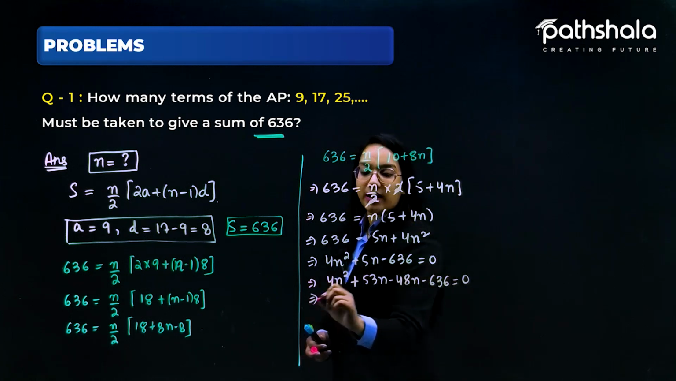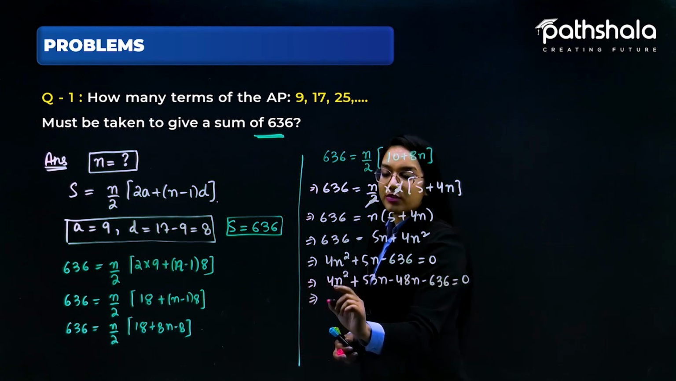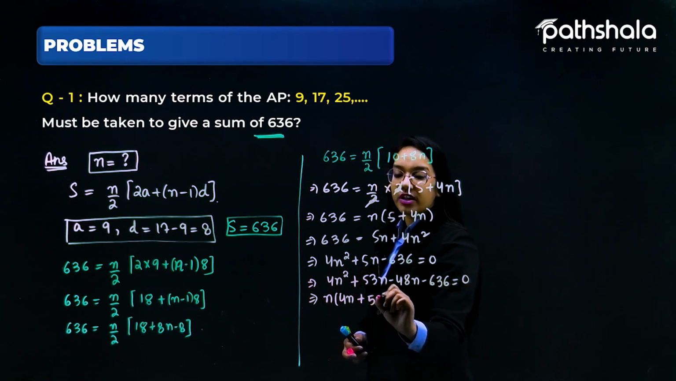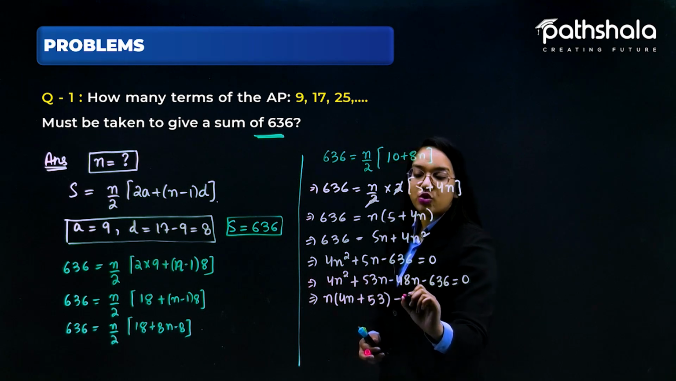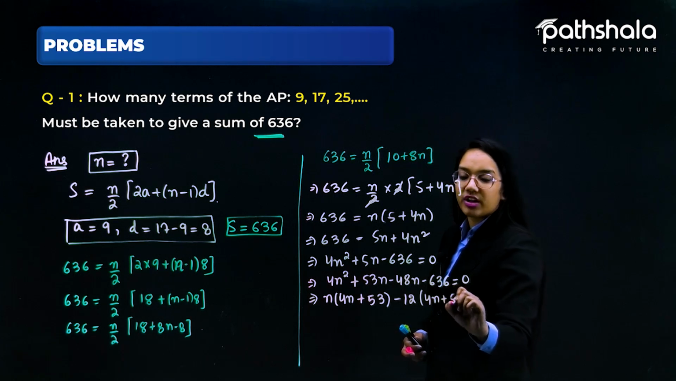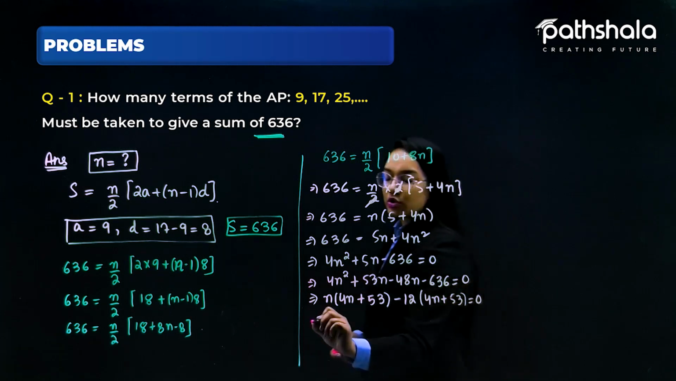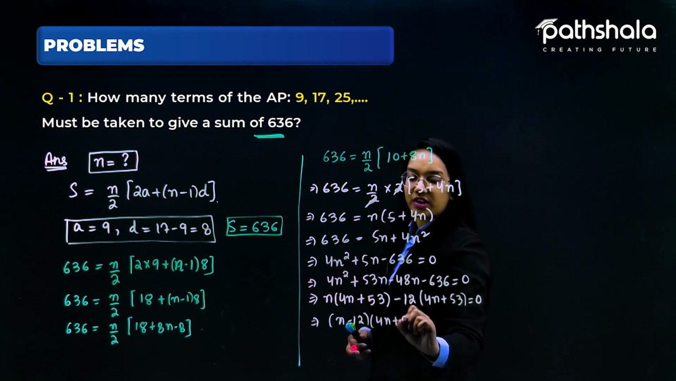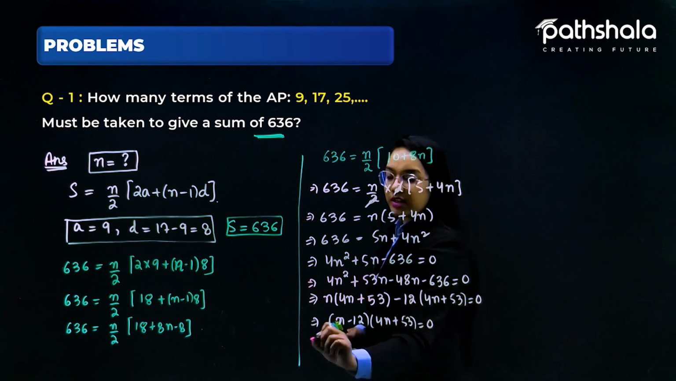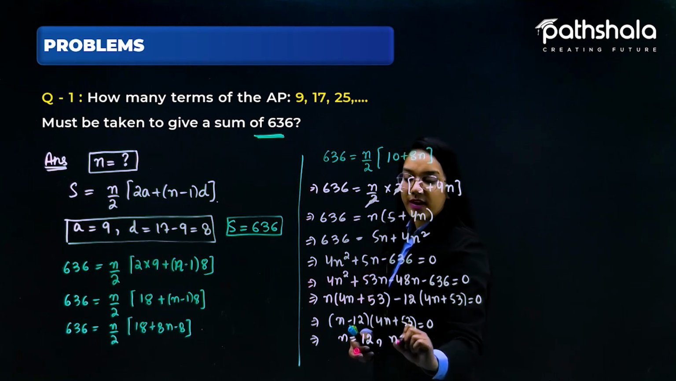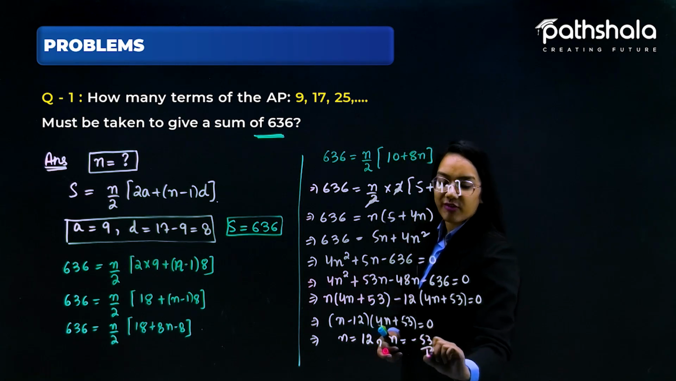At the end, taking n common out of it, we get n into 4n plus 53, and further taking minus 12 common, we get 4n plus 53. So hence we get n minus 12 into 4n plus 53 is equal to 0. If we set each factor equal to 0, we get two values: n is equal to 12 and n is equal to minus 53 by 4.